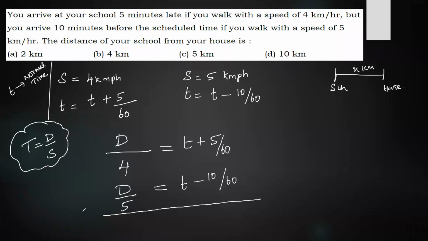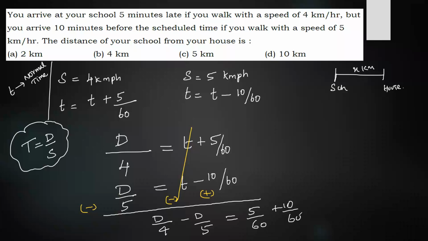Just subtract them. If we subtract these two equations, the sign will change, and the t and t get cancelled. So you will get d by 4 minus d by 5 equal to 5 by 60 plus 10 by 60. That's all, you will get d. Simple equation, right? Substituting t equal to d by s.